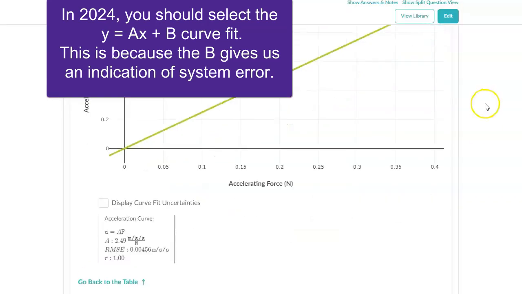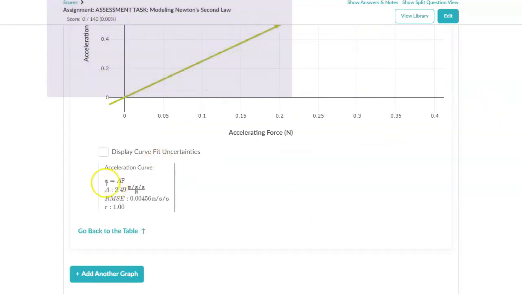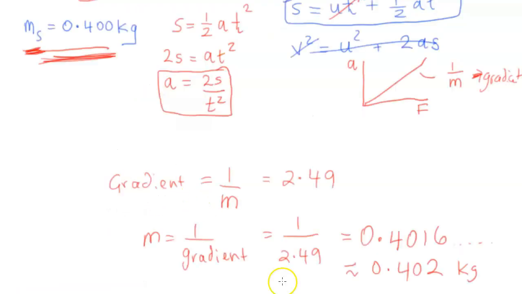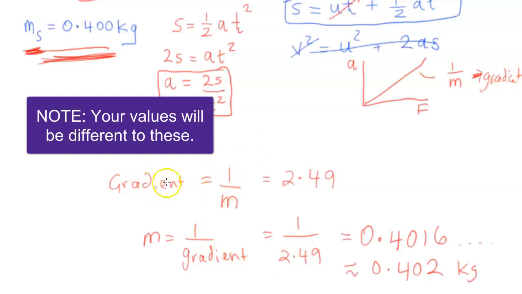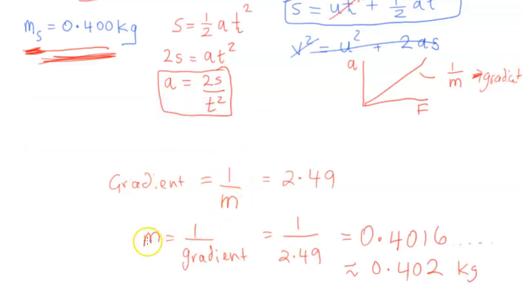So when we scroll down below the graph, we can see it's given us the formula. So acceleration equals the gradient, which is capital A, times the force. And the gradient has the value of 2.49. And recall here, we said that the gradient is 1 over the mass. So therefore the mass is 1 over the gradient, which equals 1 over 2.49, which equals 0.4016, close enough to 0.402.